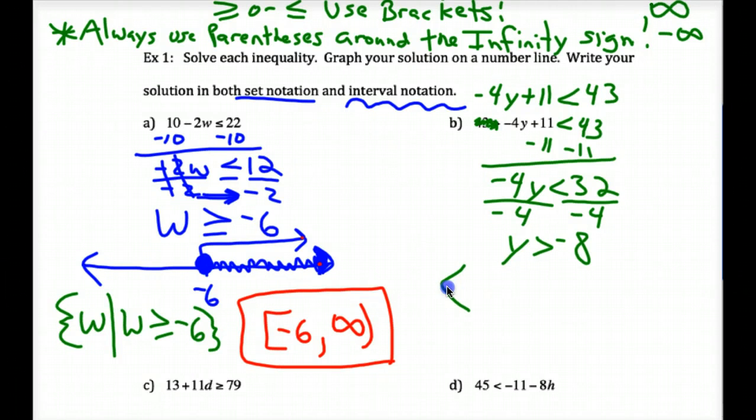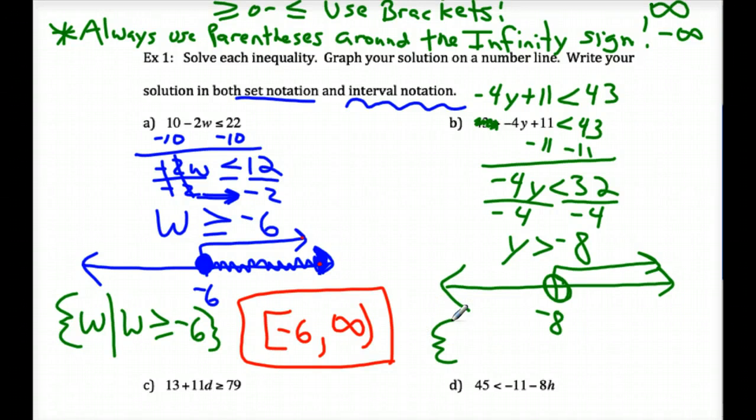Let's graph it. -8, open circle, going to the right. It's open if it's greater than or less than, because there's no line. It all has to do with the line underneath it. Here, -8 is not a solution, so the open circle shows that. Now, set notation: all y such that y is greater than -8.